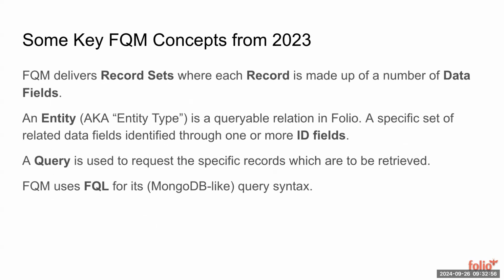The key concepts are that FQM delivers record sets, each comprised of records, which is a simple concept, and data fields. An entity, also sometimes referred to as an entity type, is an FQM concept. It represents the slice of data that you're trying to get at. It's a queryable relation, something that comes out of a query that maybe pulls in a bunch of related fields from different places. And entity types always have one or more ID fields within them to identify them. The query is the mechanism that you use to generate an entity type. FQM query syntax is FQL, the FOLIO query language. It's Mongo-like, a JSON-like syntax, which has gotten some good feedback in terms of making very flexible queries.